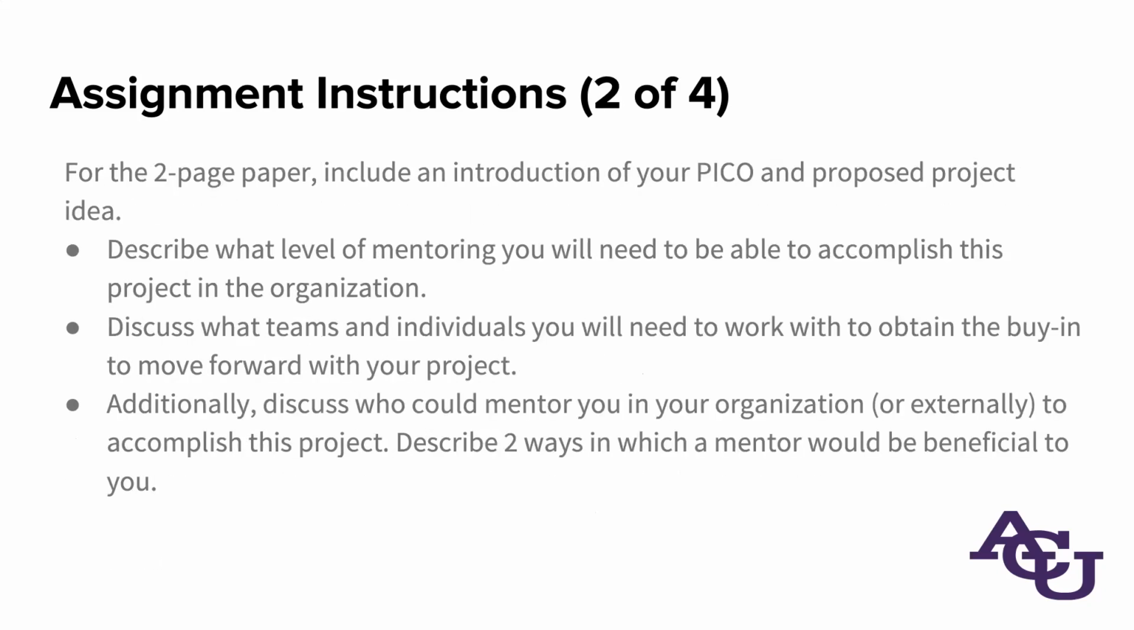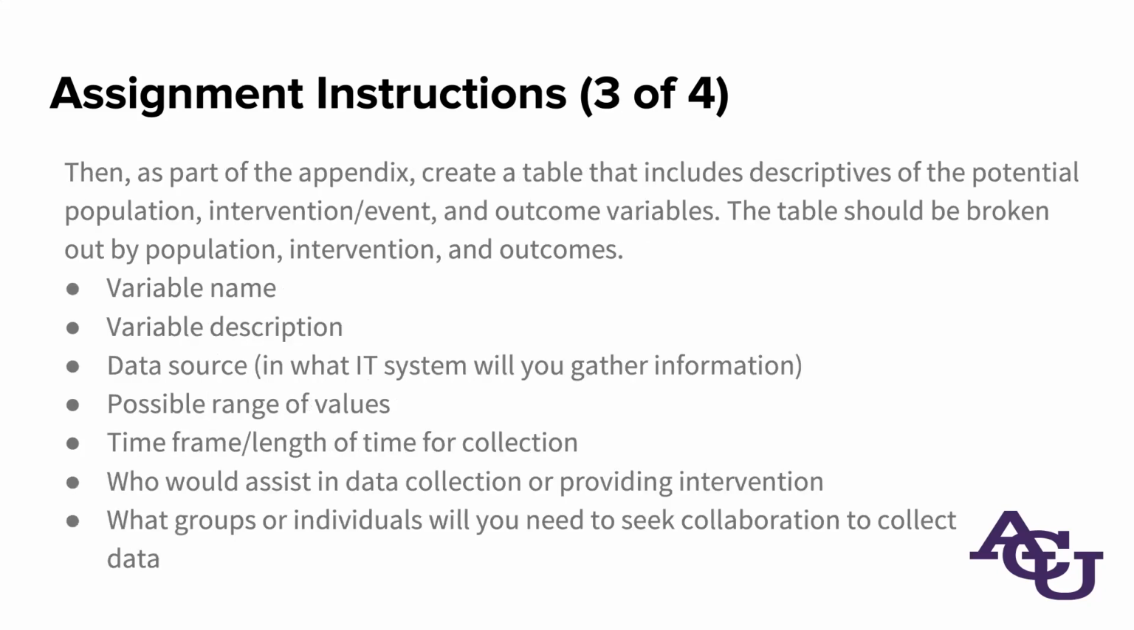And since it's 2 pages, that gives us an idea of the length. More about that in the drafting section. All right, then, as part of the appendix, create a table that includes the descriptives of the potential population, intervention event, and outcome variables. So this is specifically saying that table referenced earlier, it should go in as an appendix. The table should be broken out by population, intervention, and outcomes. Okay, so that breaking out.